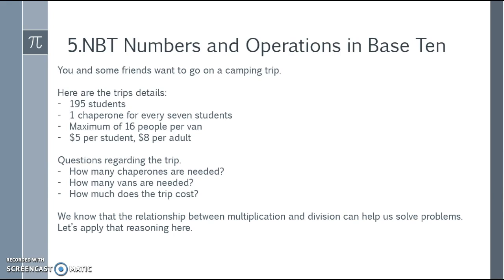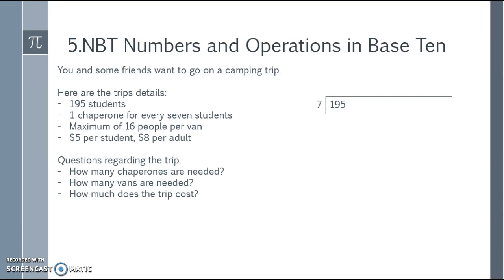We know that the relationship between multiplication and division can help us solve problems. So let's apply that reasoning here. I know that there are 195 students and that there is 1 chaperone for every 7 students. So we're going to use partial quotients to help us divide. I know that 7 times 20 is 140. If I did 7 times 30, that would be too many. So when I subtract, we get 55.